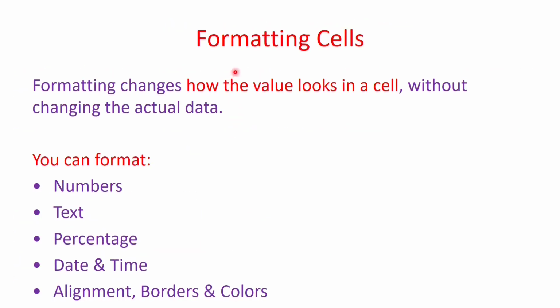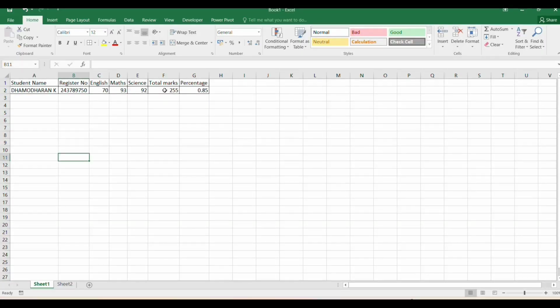Next, formatting cells. What does cell formatting mean? Formatting changes how the value looks in a cell without changing the actual data. You can format numbers, text, percentage, date and time, alignment, border and color, etc. For example, formatting marks as a number. Suppose in F2 you have 255 as total marks.